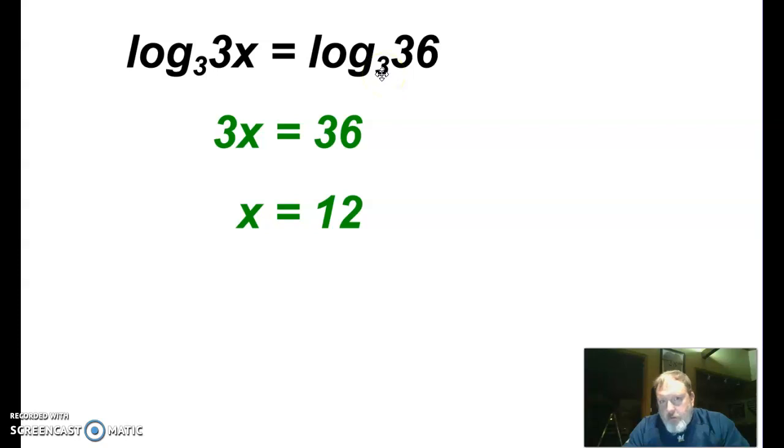1-to-1 property also works with logs. You see these logs are the same base. If that happens, then these numbers have to be equal. So 3x equals 36, divide by 3, and x is 12.